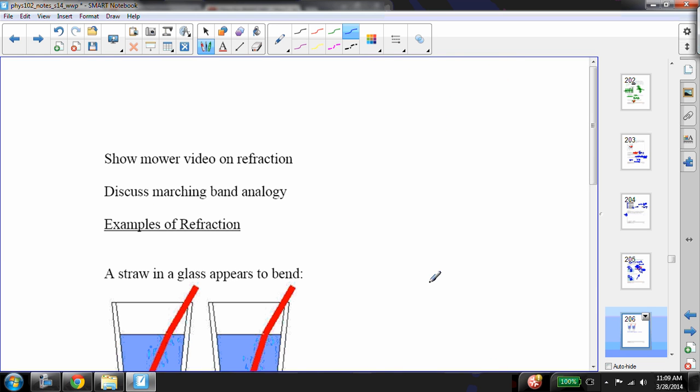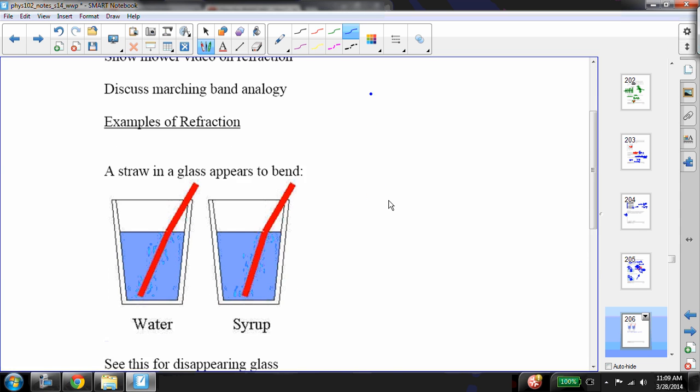All right. And then I also have another video here. Oh, a good example of refraction is if you have a straw in a glass, it appears to bend. If you look at it from the side, you can take a fork or a toothpick and do the same thing, and it appears as if the straw is broken in two. So try that on your own. You can try it at home or wherever. You need a clear glass so you can see it from the side.